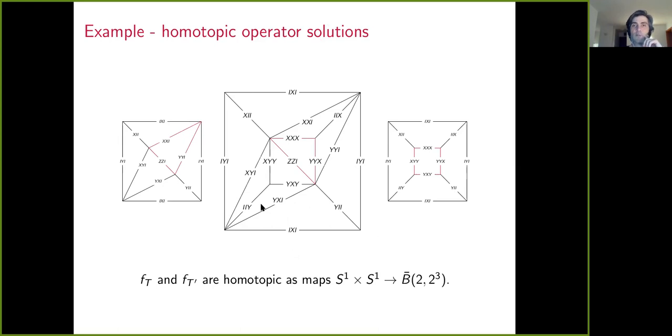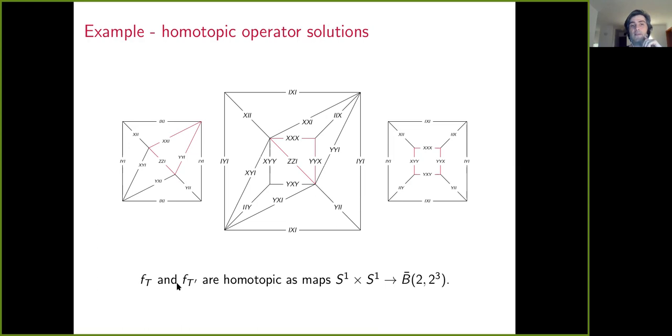So the Mermin star and Mermin square is an example. Mermin square on the left-hand side, if you add an identity on the right, you can think of it as a 3-qubit solution here. And this is the Mermin star. These two things can be seen as living inside this torus with a refined cell decomposition. And essentially, this refinement gives you a homotopy from this star to square.